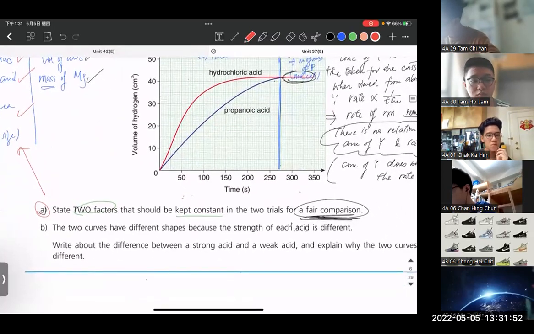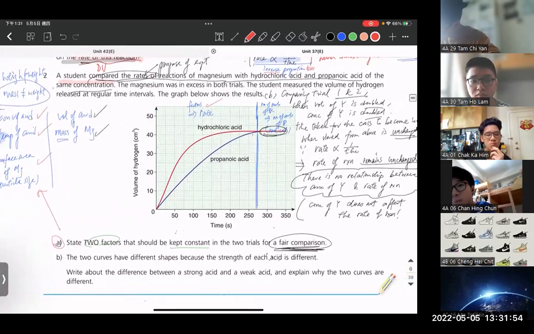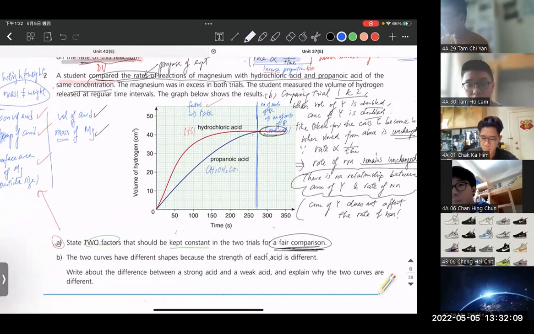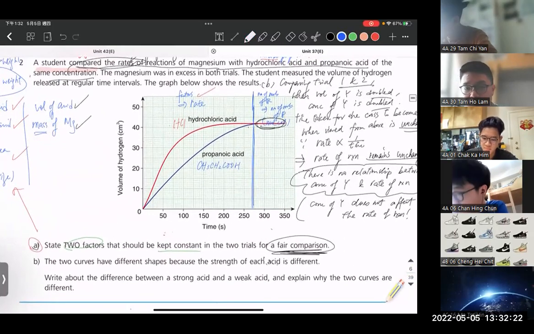Tell me, what is the difference between hydrochloric acid and propanoic acid? You know what this one is, HCl? How about this? Propanoic acid, how is it called? We call it CH3CH2COOH, 甲乙丙丙酸. A good hint based on the formula of it. Can you make some guess?